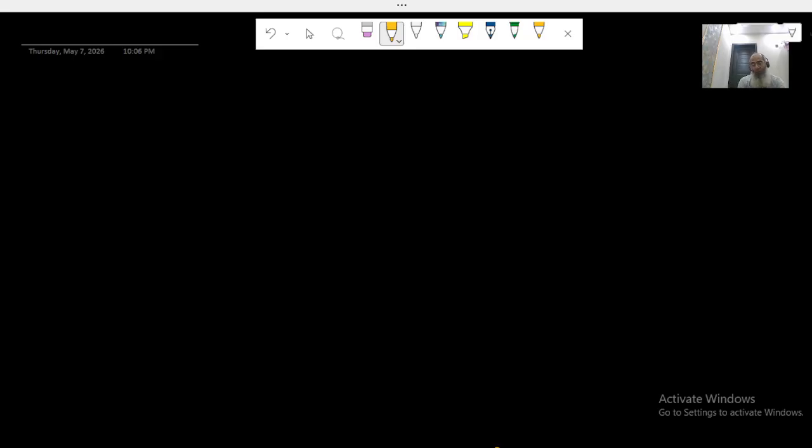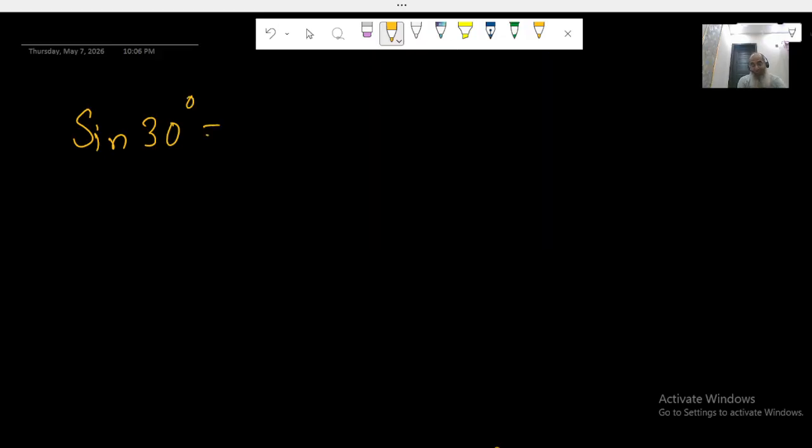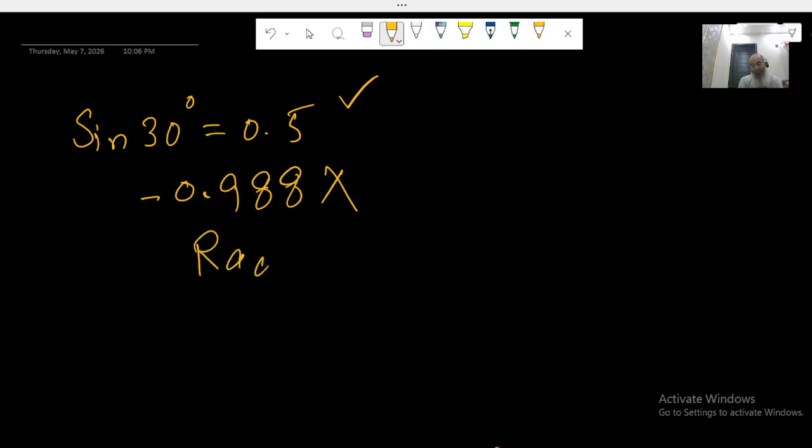For example, write sin 30 degrees. It is equal to 0.5. But if your calculator is in the wrong mode, then it might give you a value of minus 0.988. That is obviously wrong, and this one is correct. So why? Because the calculator is in radian mode, not in degree mode.